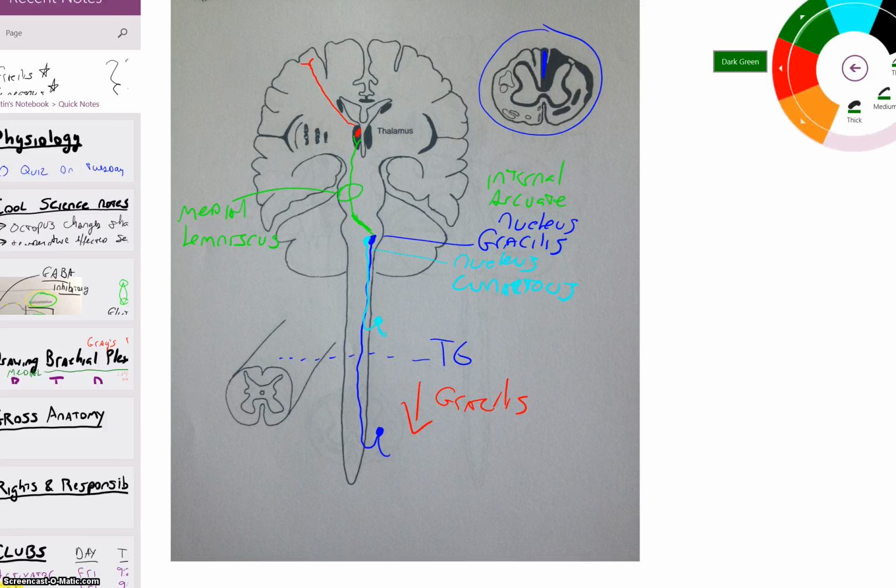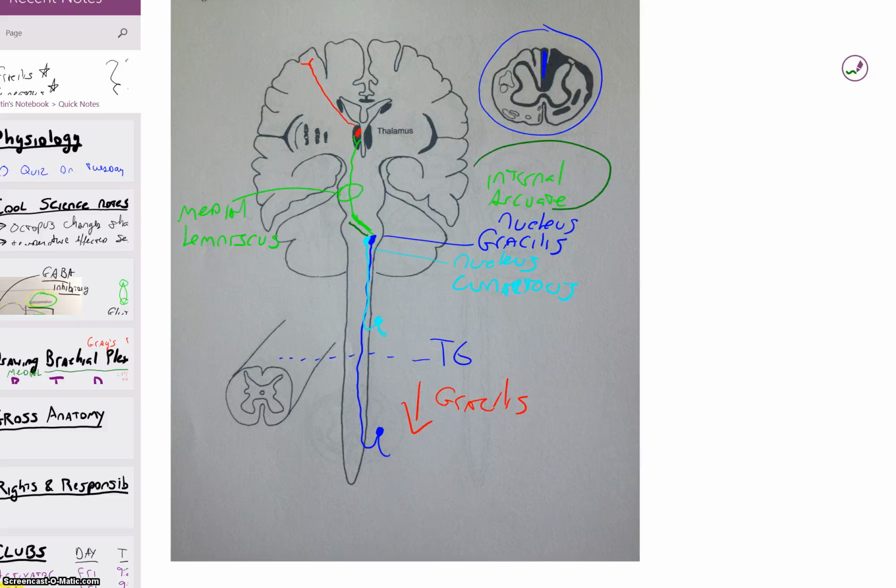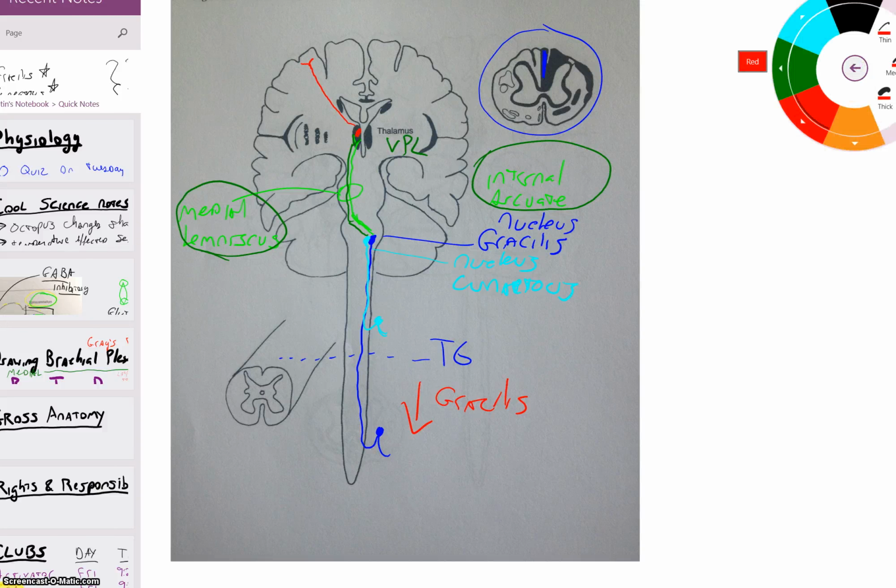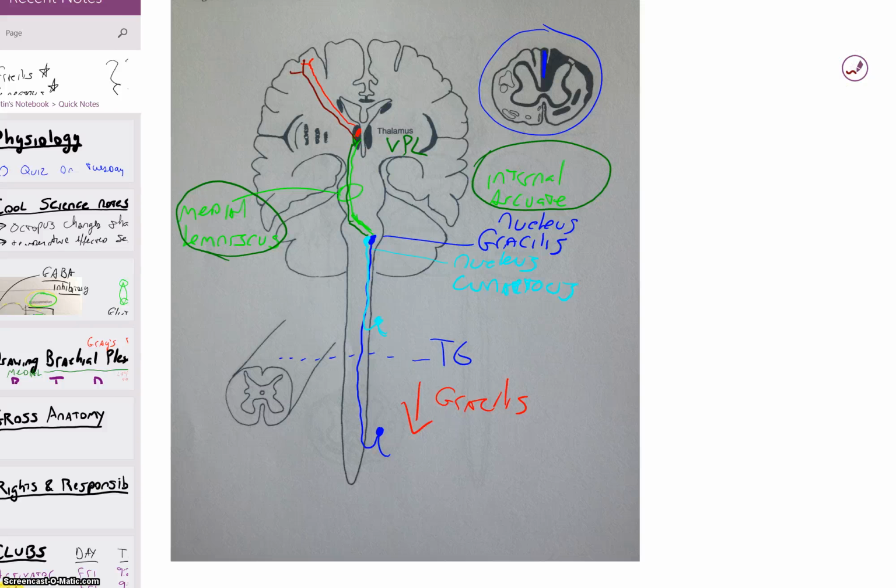Then we got a quick crossover. The internal arcuate fiber. Same thing with the cuneatus. Continues up. It's bundled along with the Gracilis and the medial lemniscus. Comes up to the thalamus. The VPL of the thalamus, to be precise. We should have said that before. Then the third neuron goes from the thalamus up to the postcentral gyrus, and that's our tract.